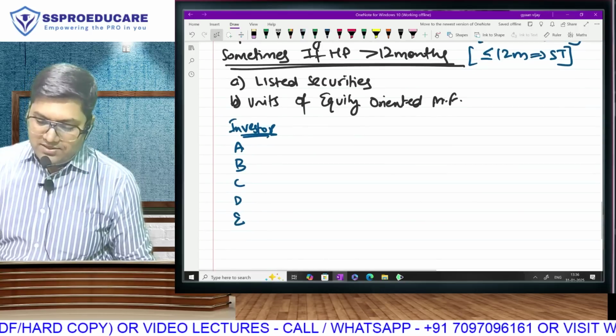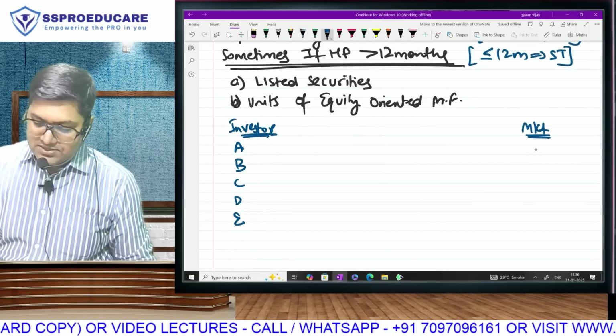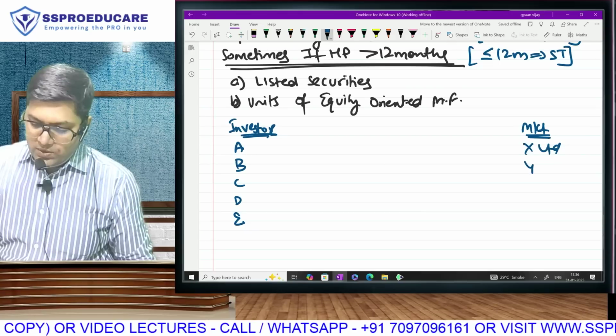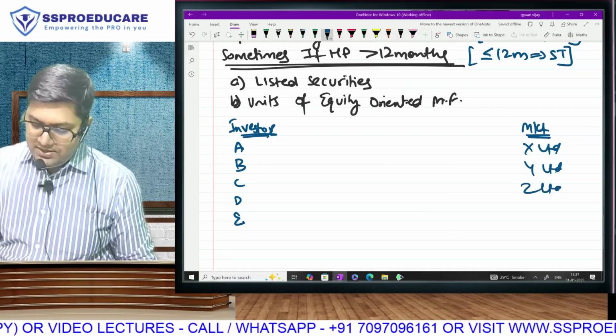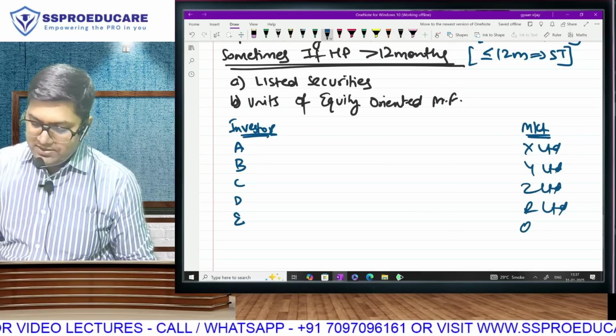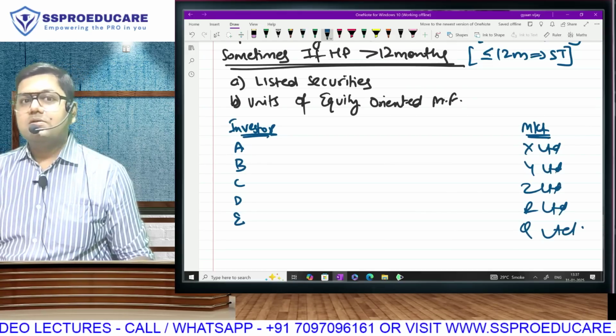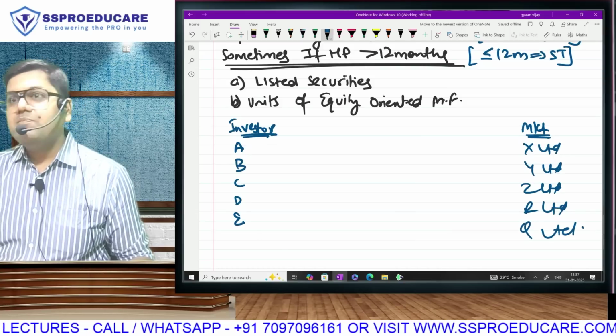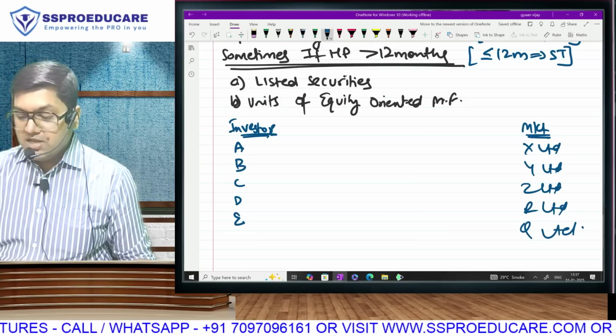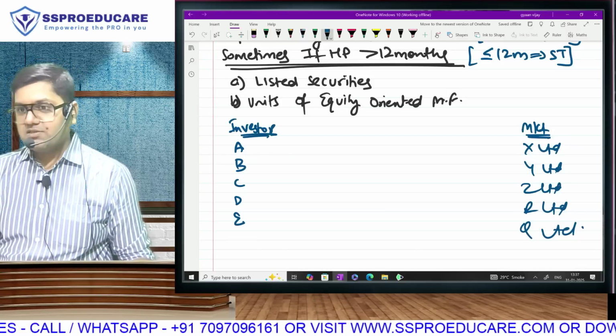At the same time, in the market, there are some organizations. X Limited, Y Limited, Z Limited, R Limited, Q Limited. These are good companies. If they get funds, they will be able to do good business and be able to share good returns to their investors.